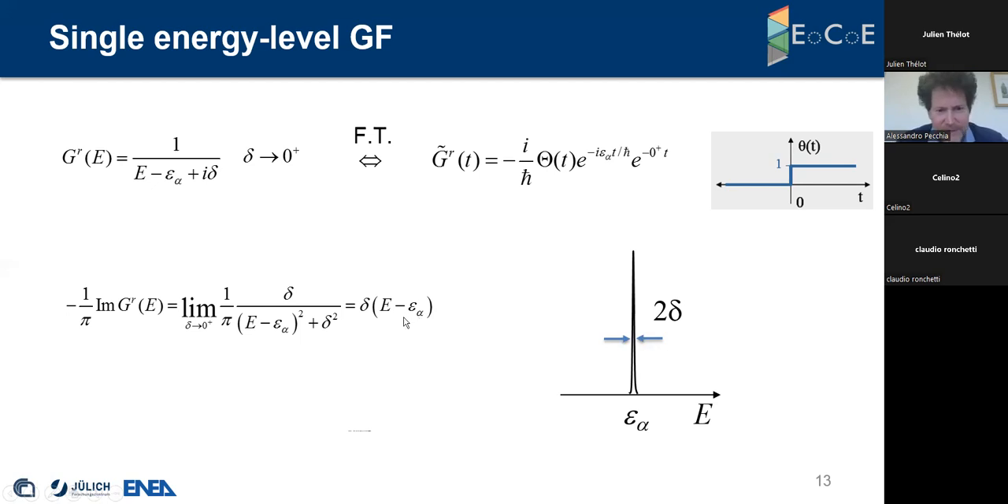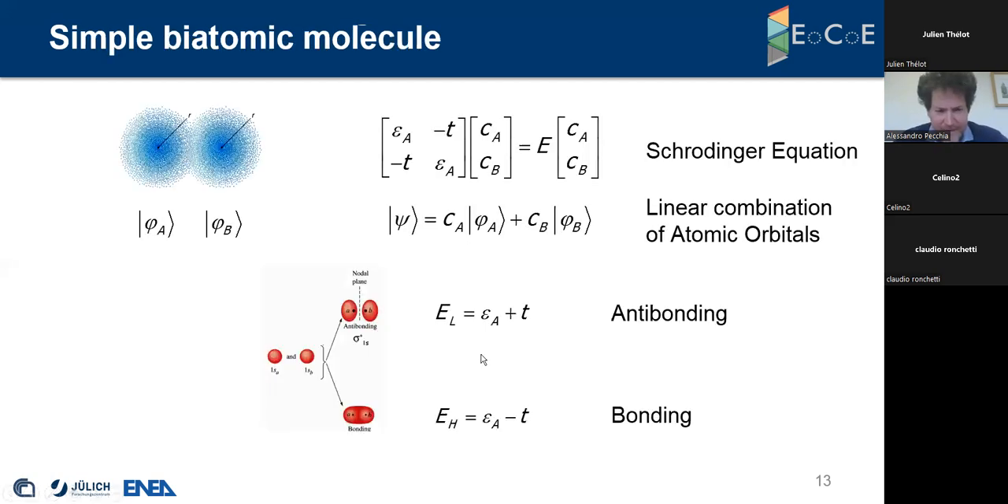Now, of course, we will look at more complicated things, but if you take the imaginary part or something related to that, you get density of states, and this is already useful. Now think, how do we treat open systems? Let's start with the simple biatomic molecule, like a nitrogen or H2 molecule.